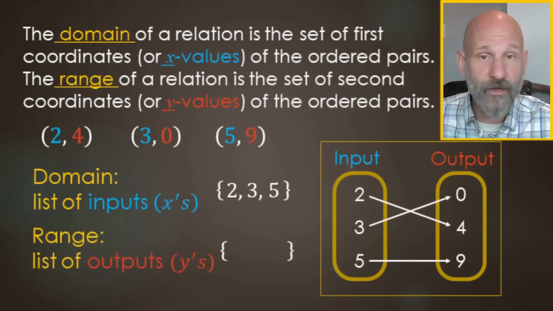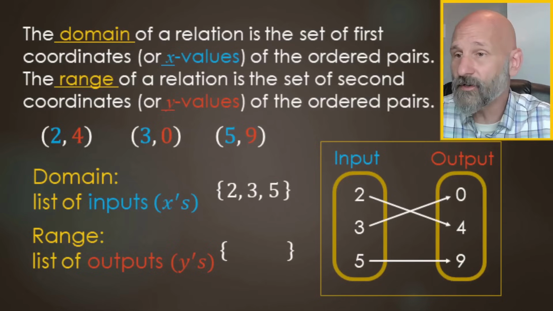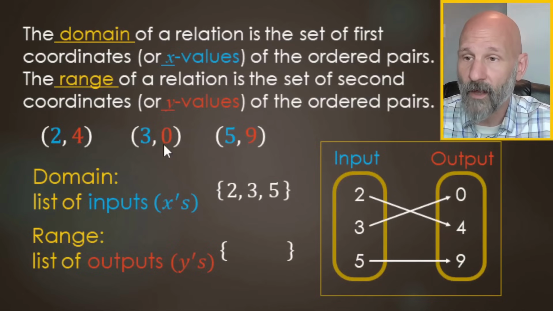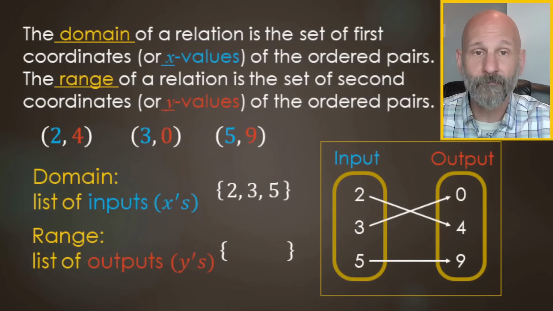Okay, now for range, that's your list of corresponding y values or outputs. Now here there's 3 of them. There's a 4, a 0, and a 9, a 0, 4, and a 9. Normally when we write these down, we do put them in order from smallest to biggest. So you could write in here, you could write 4, 0, and 9.